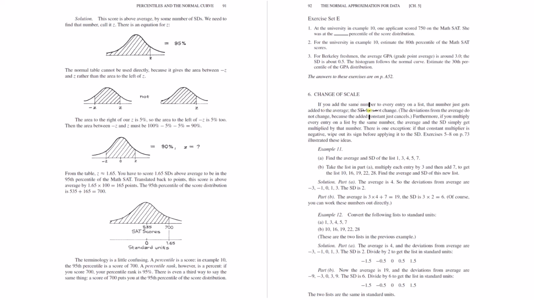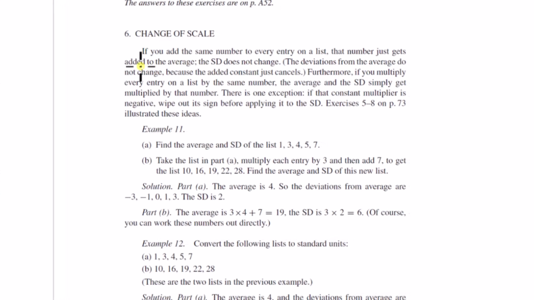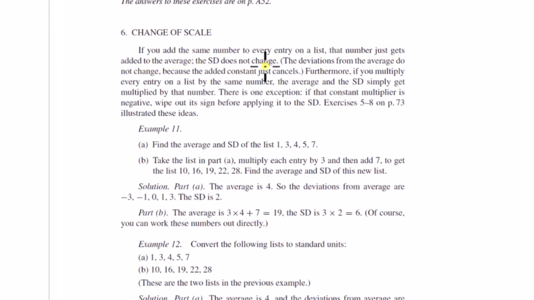Okay, so it just starts off by stating everything that I just talked about. If you add the same number to every entry on a list, that number just gets added to the average. The standard deviation does not change. The deviations from the average do not change because the added constant just cancels. Furthermore, if you multiply every entry on a list by the same number, the average and the standard deviation simply get multiplied by that number. There is one exception. If that constant multiplier is negative, wipe out its sign before applying it to the standard deviation.